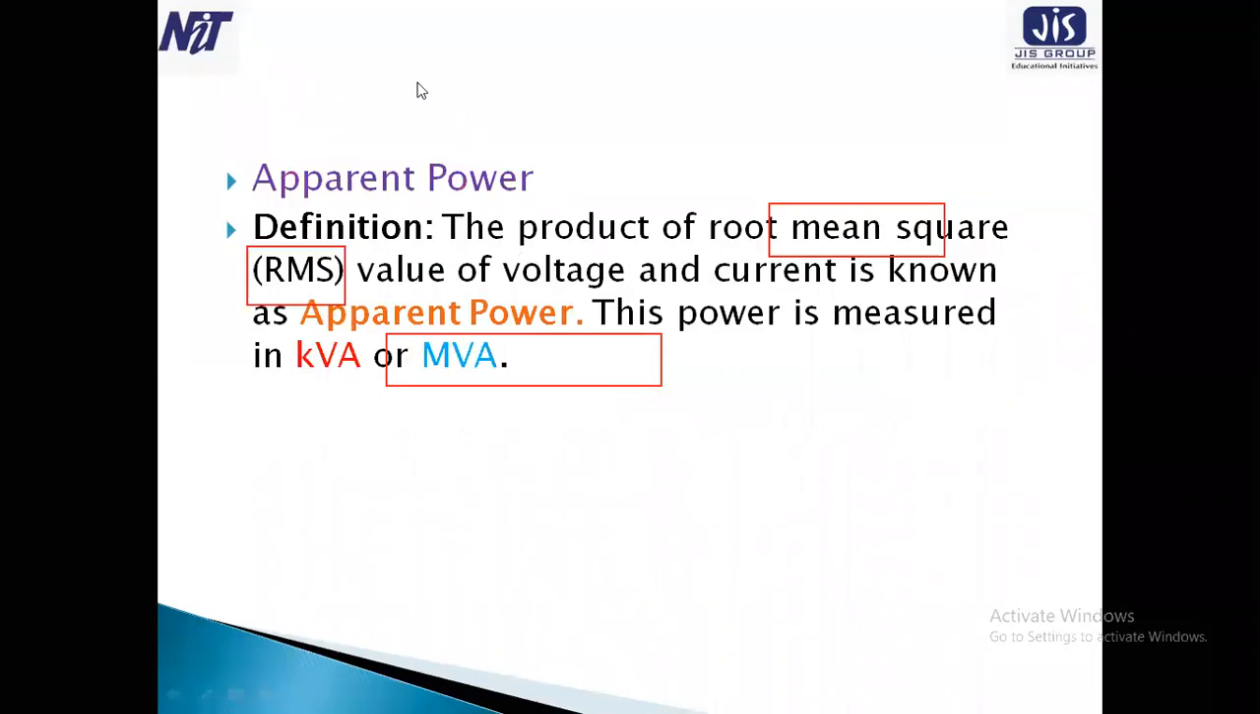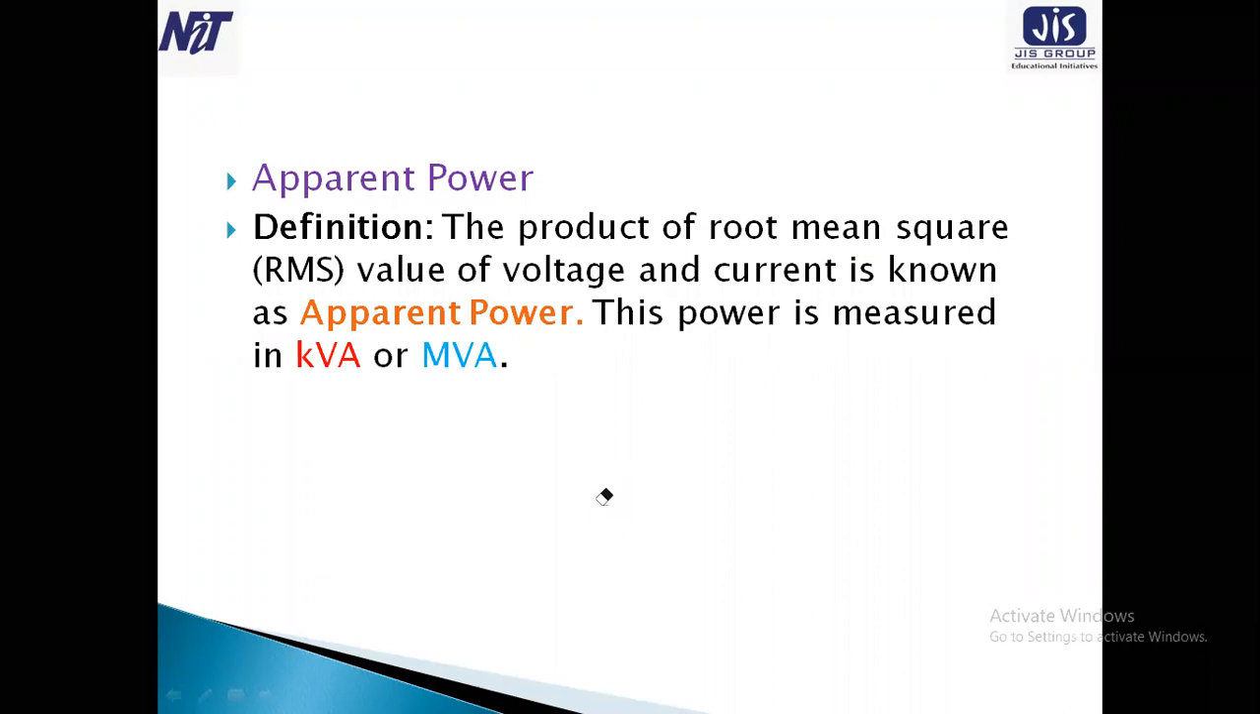Now the third one is the apparent power. If you consider the definition, it is the product of the root mean square, RMS, values. You all know what the RMS value is; I already discussed it in my previous lecture, so if you have confusion, you can follow that. The product of the root mean square values of voltage and current is known as apparent power.